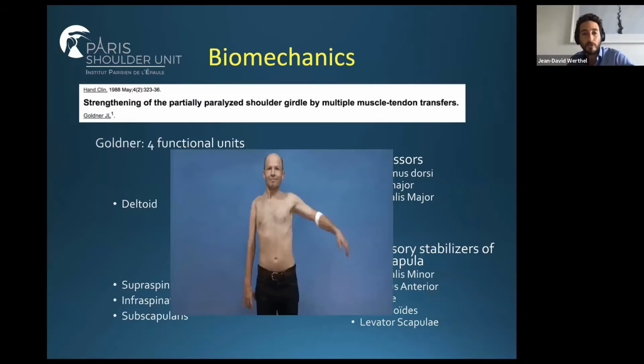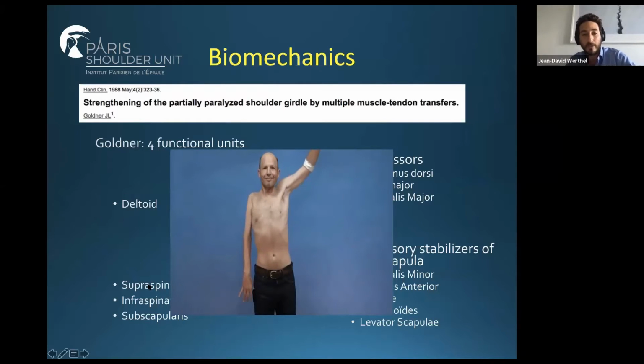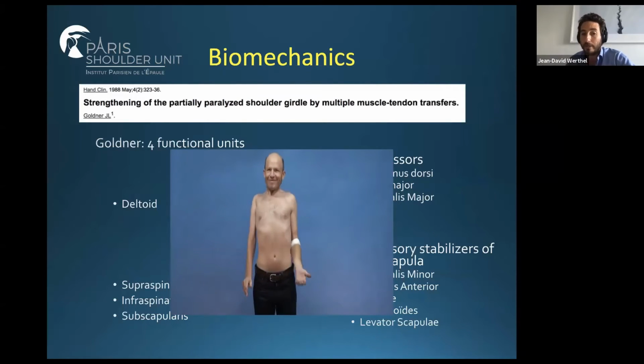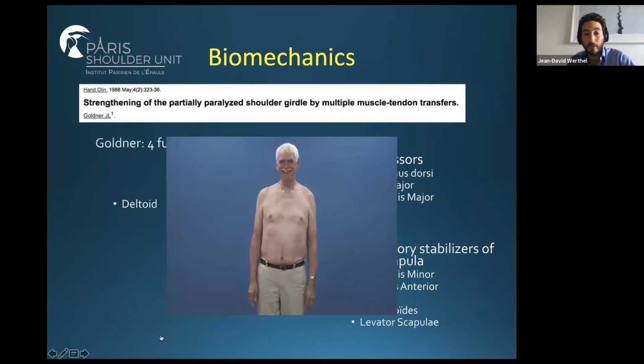And so, if you look at this patient, for example, this patient is a brachial plexus patient from Bassem El Hassan, and you can see that he has absolutely no motion. He has no active deltoid, he has no active cuff, and so his shoulder cannot elevate, cannot rotate, and cannot move at all.